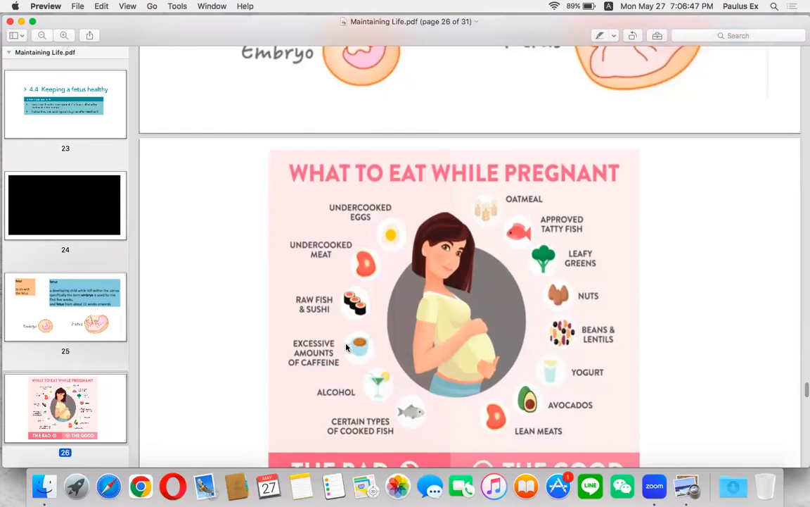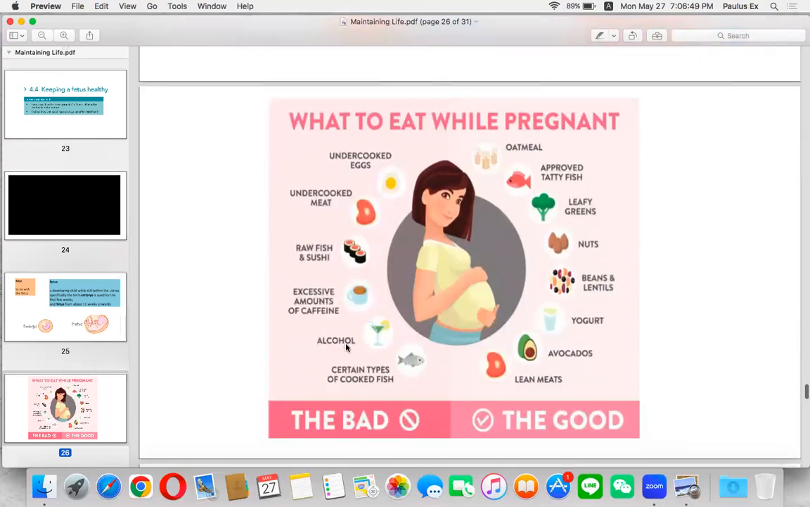Okay, what to eat while pregnant? We have to eat oatmeal, leafy greens, nuts, beans, lentils, yogurt, avocados. And then we also have to avoid undercooked eggs, undercooked meat, raw fish and sushi.